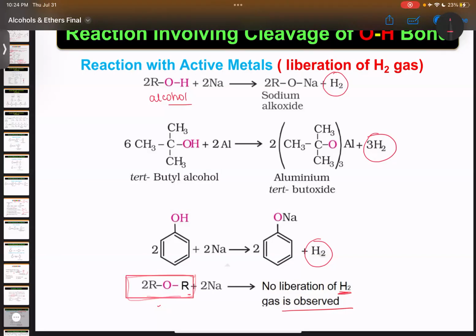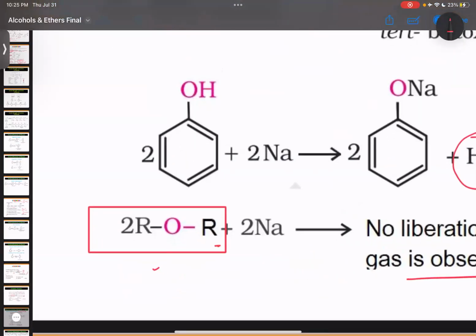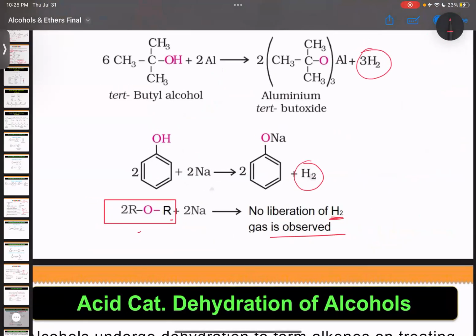Can you see this? Won't there be an H plus in the carbon group, the R? That is also not acidic. That will not be substituted by sodium. Is it clear or not?